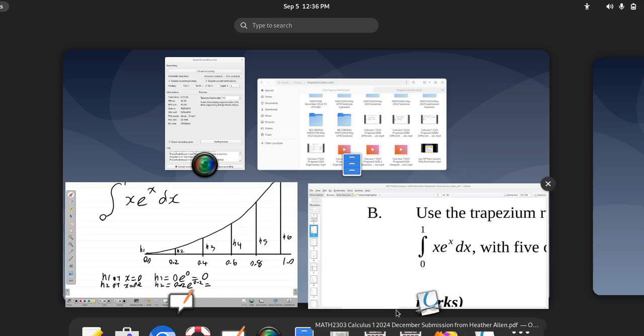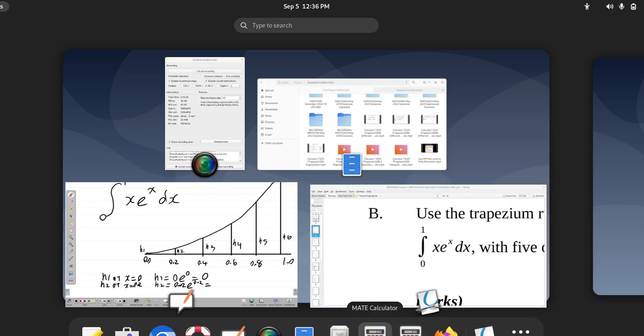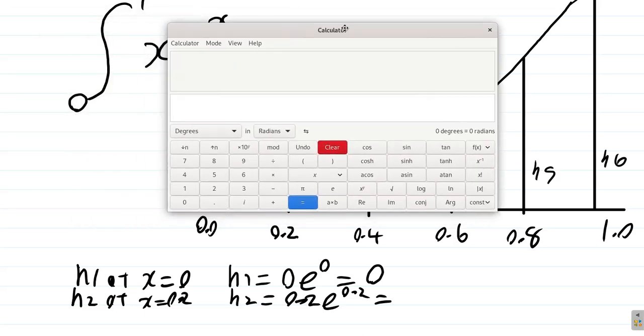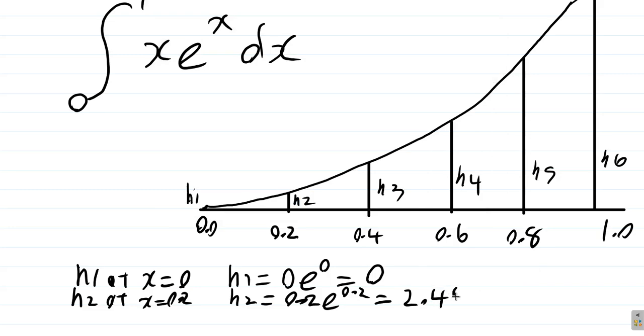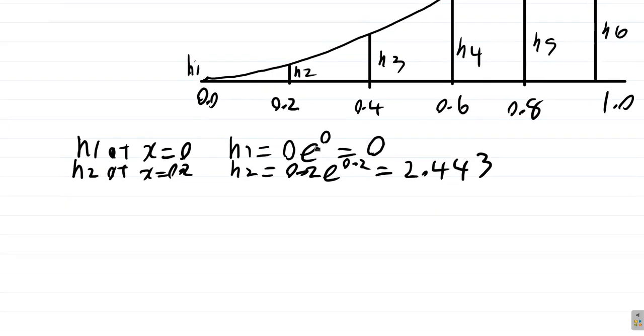Alright, let's get our calculator. So we have 0.2 times e to the power of 0.2 equals, we get 2.443, 2.443. All right.